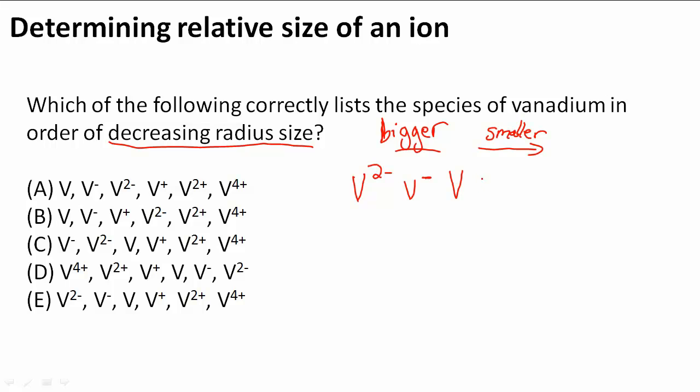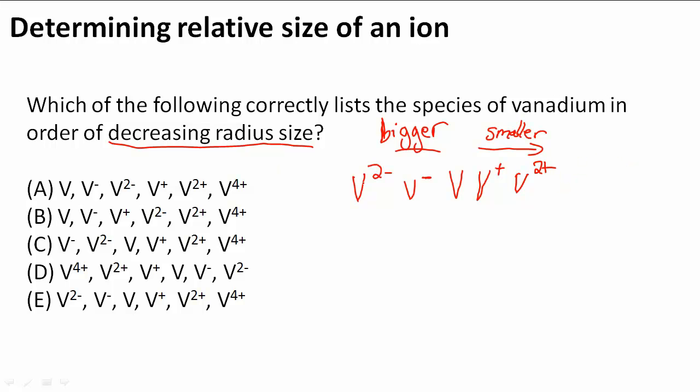And then what would happen here is V positive, because now that it's losing electrons, we're making it more positive, it's going to become smaller. Because now the nucleus can attract those electrons even more. So that's going to be positive, and then we could put 2 positive, and so on and so forth.